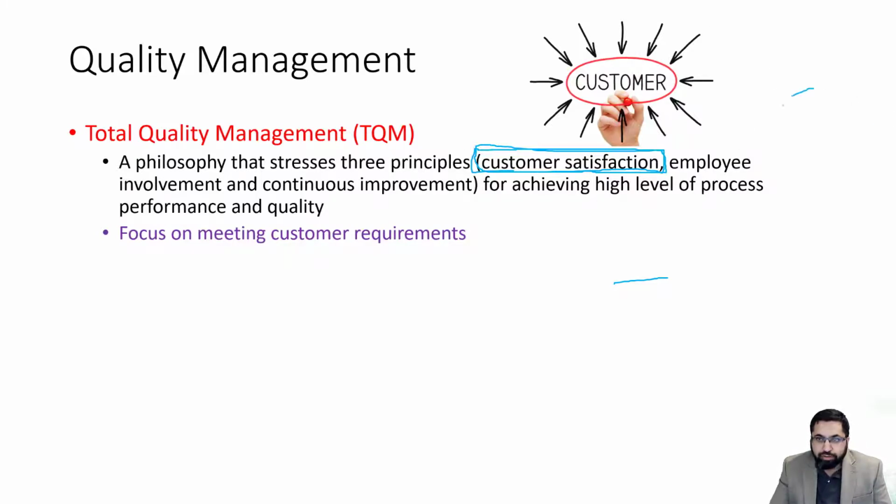Involve employees. Okay, quality is not the responsibility of some senior manager or operations manager. A manager cannot do everything by himself or herself. You need to involve employees at all levels in continuous improvement and quality management, and have the employees take ownership of quality. Okay.